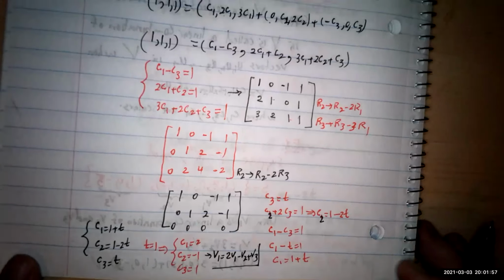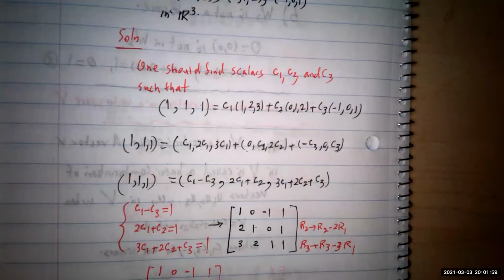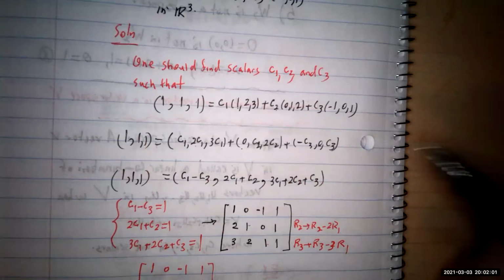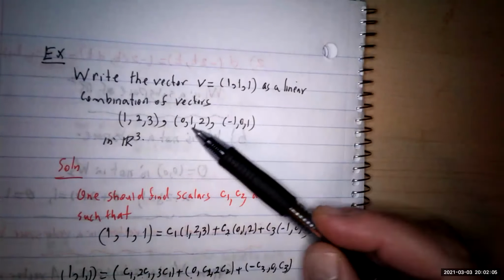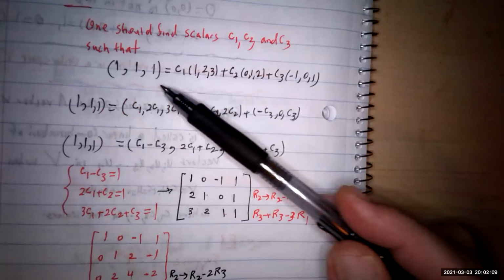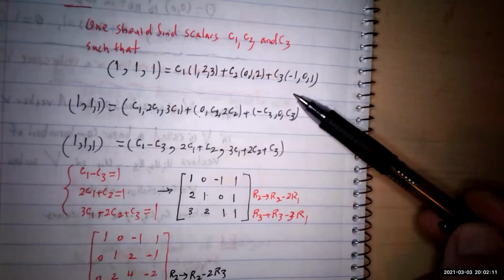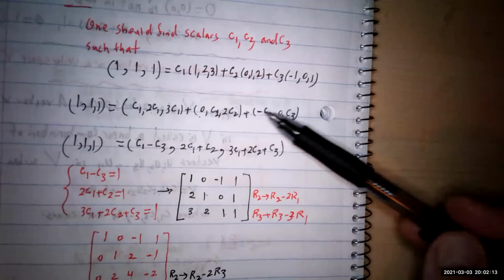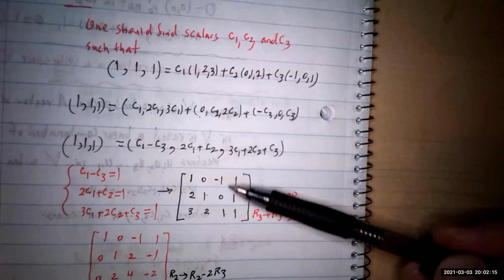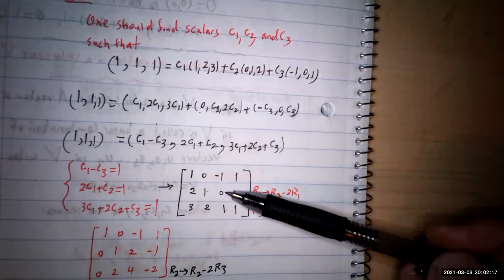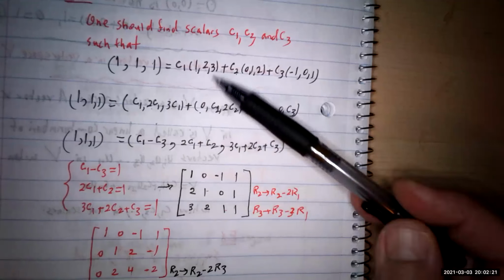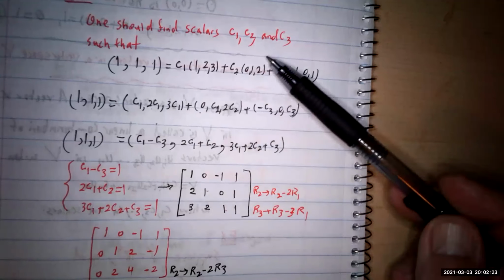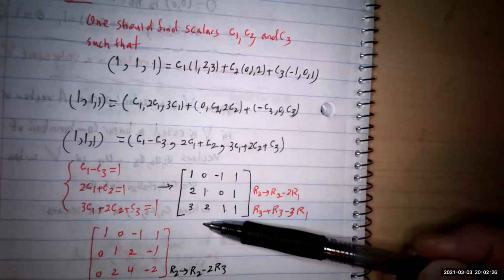Okay, so I just explained it again. We were given a vector 1, 1, 1. We want to write it as a linear combination of the three given vectors. So the linear combination means C1, C2, and C3. You put them together and simplify it. Eventually, we get this matrix. It would be easy to find in the future. Look at this one: 1, 2, 3, 1, 2, 3, 0, 1, 2, 0, 1, 2.